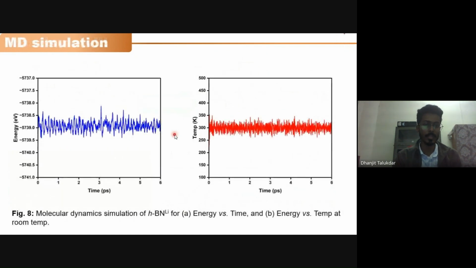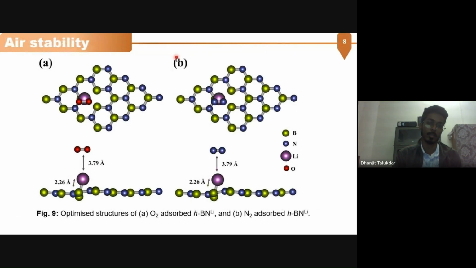Well, we have performed molecular dynamics simulation to see the stability of the system at room temperature. Minimal fluctuations in these two diagrams show that the lithium doped system is stable at room temperature. And now the next question is whether the system is air stable or not. So we have exposed the system to nitrogen and oxygen molecules, which have the highest abundance in the atmosphere. We see that the structural integrity of the system remains even after exposing it to these nitrogen and oxygen atoms. So we can say that it is indeed air stable.